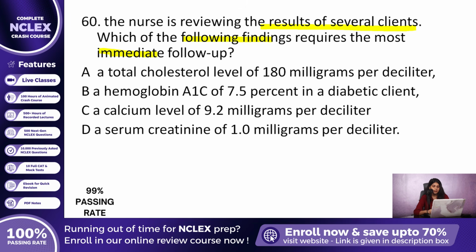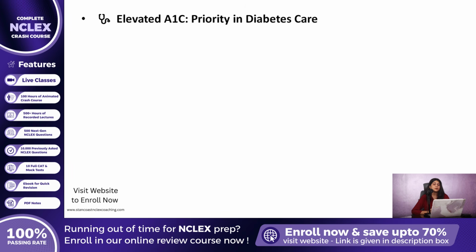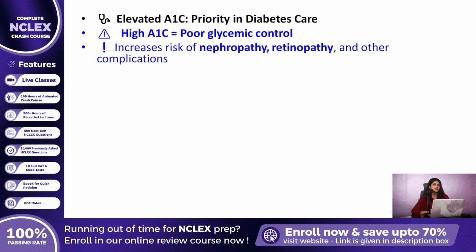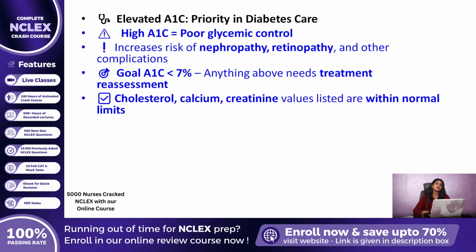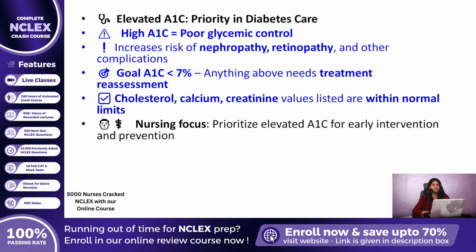The correct answer is option B, hemoglobin A1C of 7.5% in a client with diabetes mellitus. This value indicates poor glycemic control, putting the client at increased risk for complications such as nephropathy and retinopathy. In contrast, the cholesterol, calcium, and creatinine levels listed are all within normal limits and do not demand urgent action. For diabetic clients, the goal A1C is generally below 7%, so values above that threshold should prompt reassessment of treatment plans.